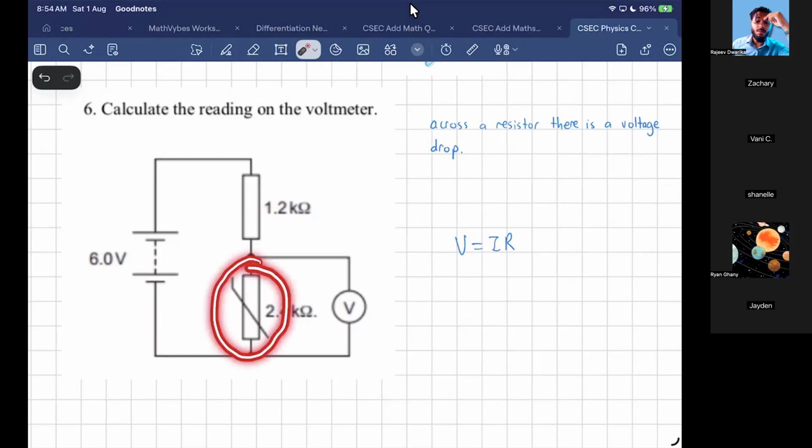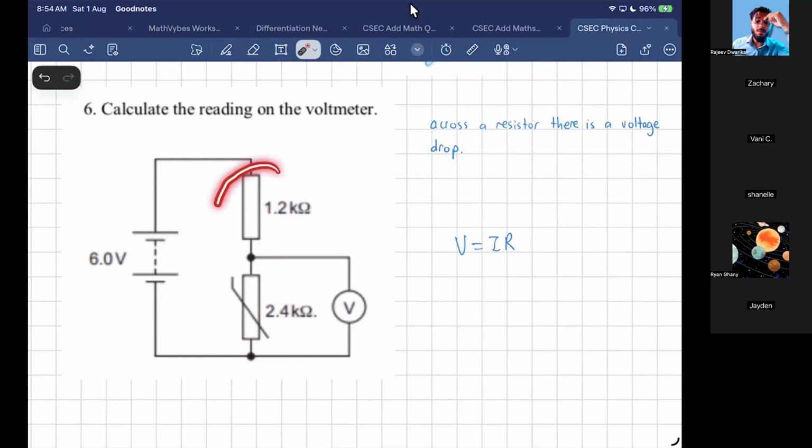So here is what I was saying earlier. Across every resistor, there's a voltage drop. The bigger the resistor, the bigger the voltage drop, because more electrons are restricted by the atoms in the resistor. So that's what's happening there.